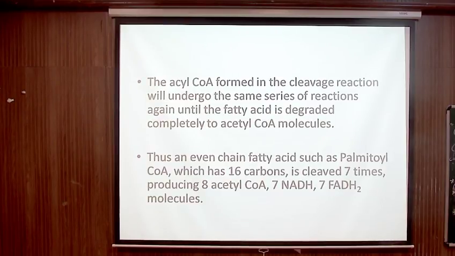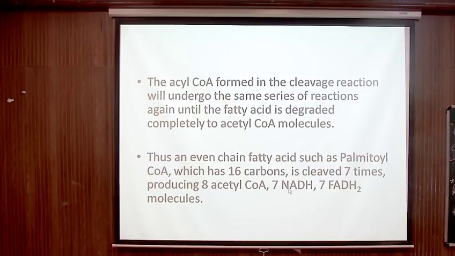And so the acyl coenzyme A formed in the cleavage reaction will undergo the same series of reactions. This fatty acyl coenzyme A, which is less by 2 carbon atoms, again will undergo the same steps. Again acetyl coenzyme A is released. Then you get 12, then 10. So like that beta oxidation takes place. Thus an even chain fatty acid such as palmitoyl coenzyme A, which is a 16 carbon compound, is cleaved 7 times, producing 8 molecules of acetyl coenzyme A and 7 NADH, because 7 times this is happening.